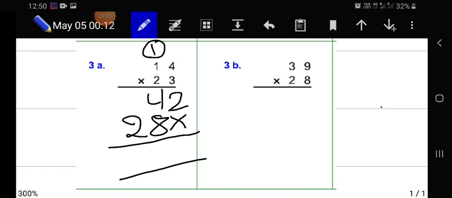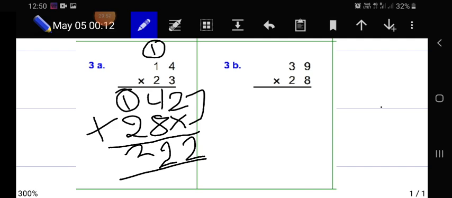So now we are going to add both these numbers. We are going to simply add. 2 plus nothing is 2. 4 plus 8 is 12. 1 is carried here. Now 2 plus 1 is 3. So the answer is 322. 3, 2, 2. Okay. So this is how we are going to do the multiplication with a 2-digit number.